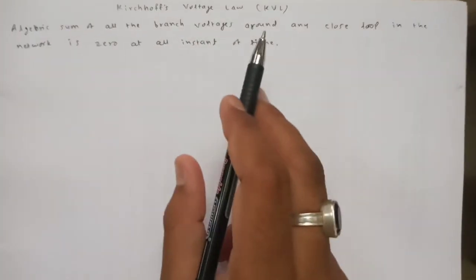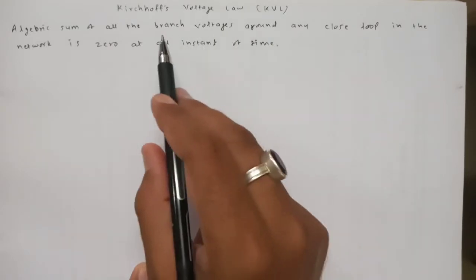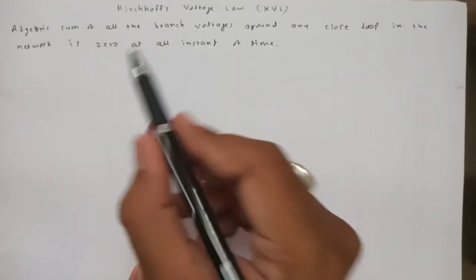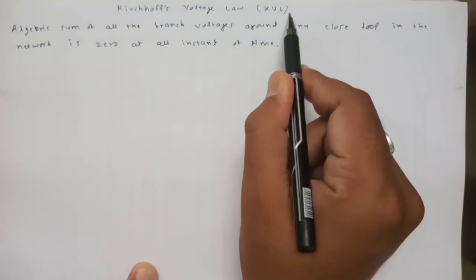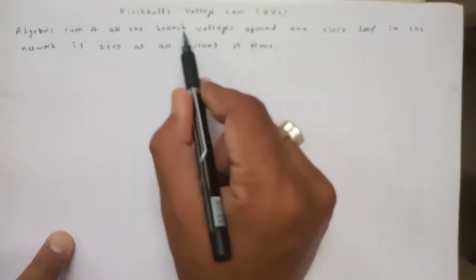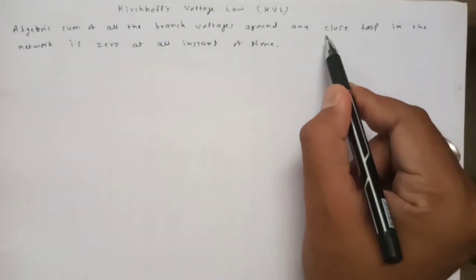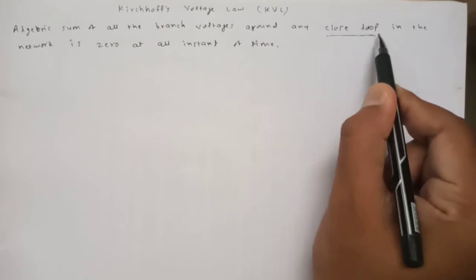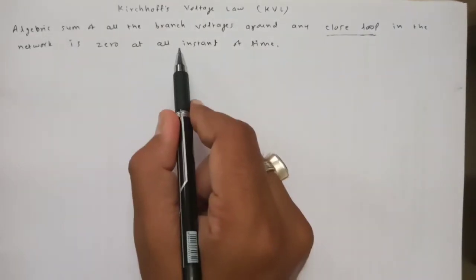Kirchhoff's Voltage Law. Let us try to understand the term, which is very important in all the engineering aspects. The Kirchhoff Voltage Law is also called KVL. According to this, the algebraic sum of all the branch voltages around any closed loop, this is important, around any closed loop in the network is zero at all instants of time.